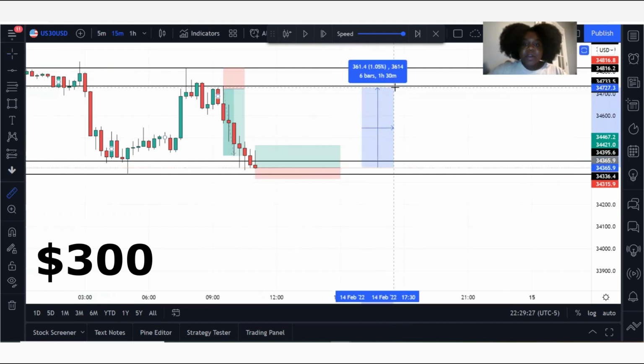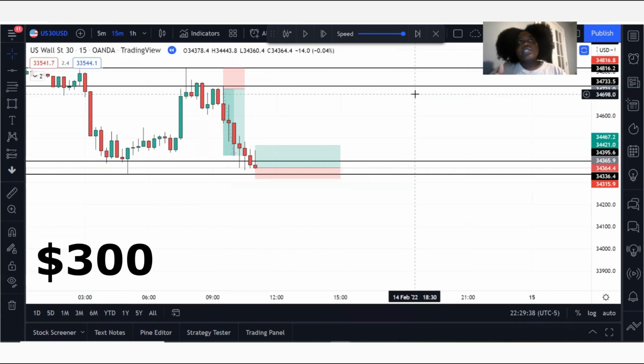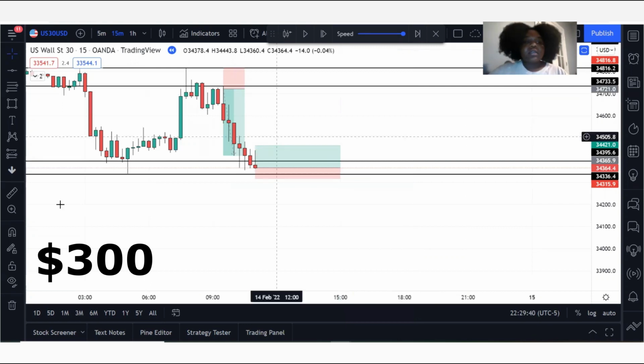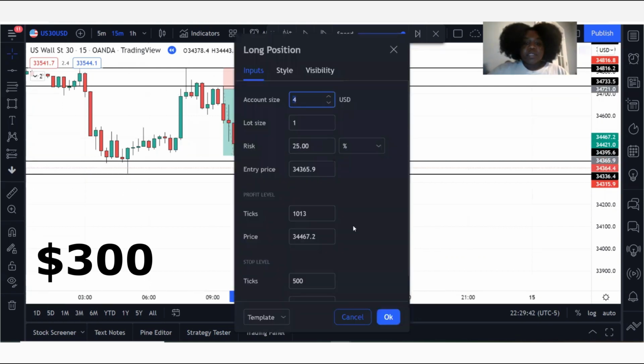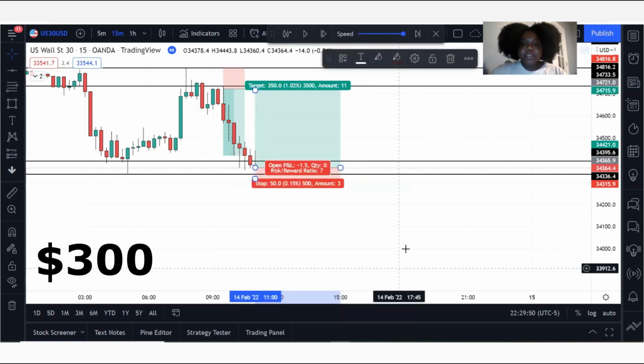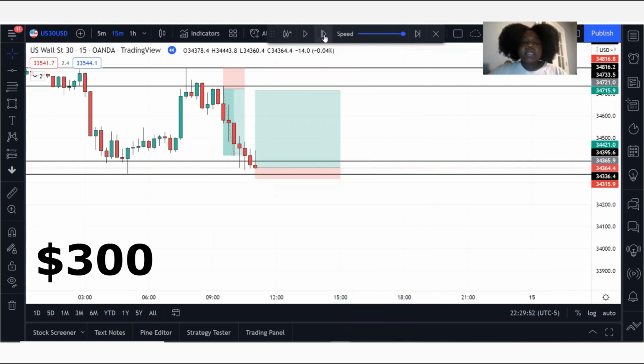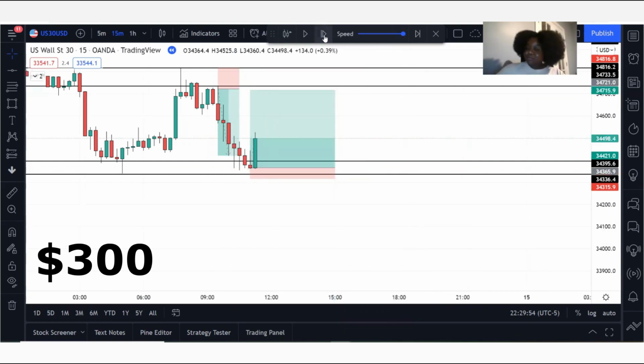From right here, I would be targeting maybe right here, which is like 500 pips, which is technically $350. So I would raise my TP to 350. That's okay. Now let's see how the next candles move.